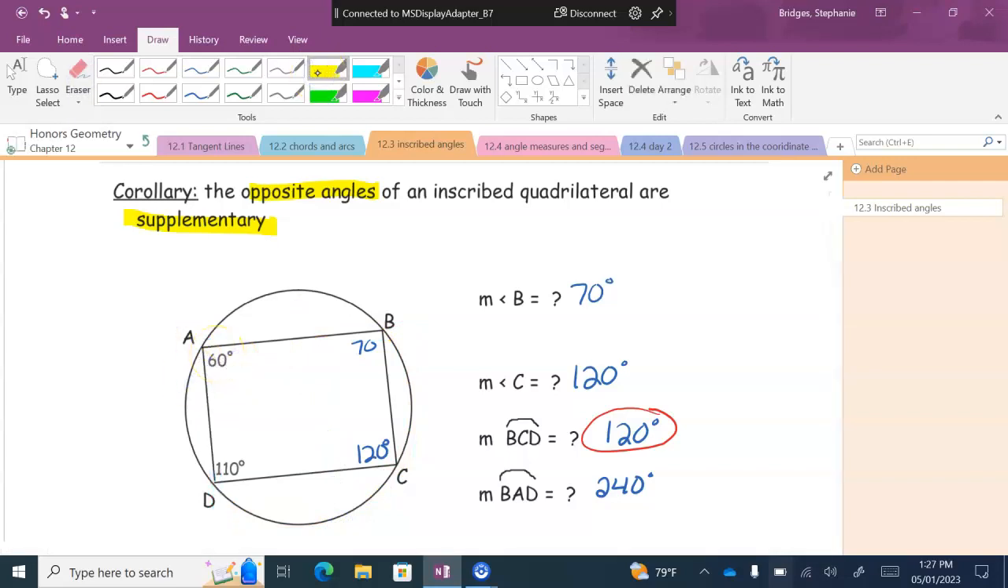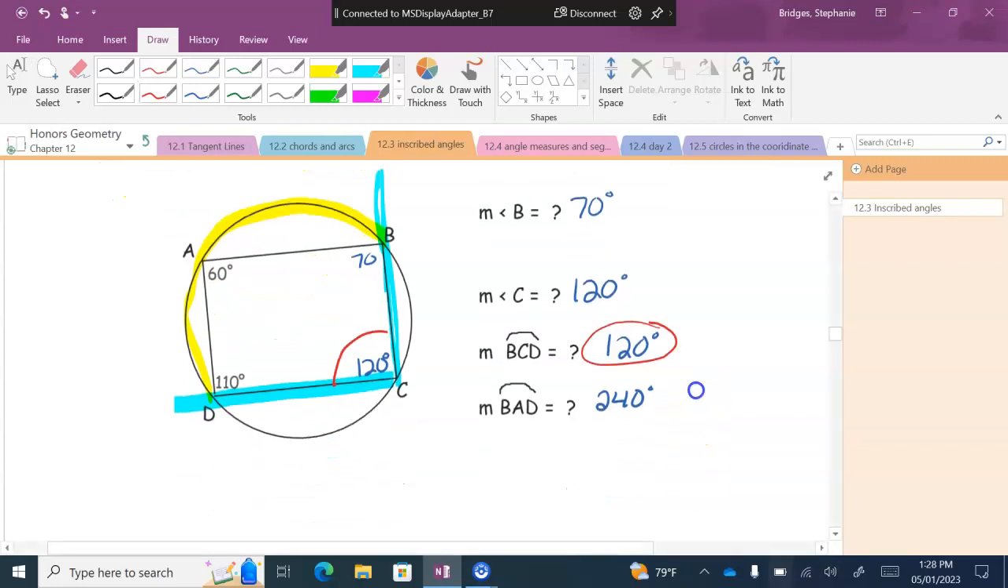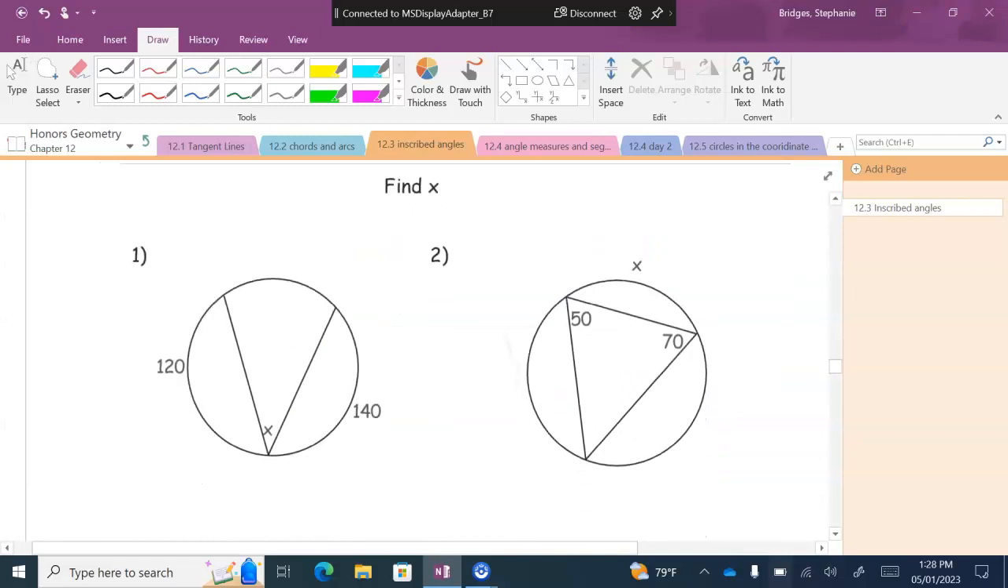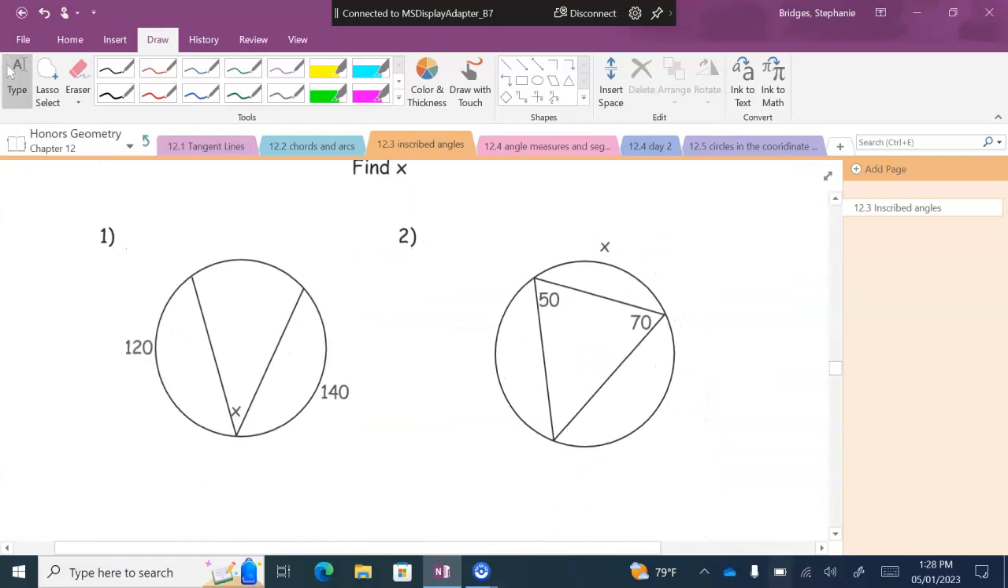Okay, arc BAD, we go through B to A to D. So we're going to look at what touches the edges, form that angle. And then again, what is 120 half of? 240, you just double it, right? That's how we're doing those. All right, try those.